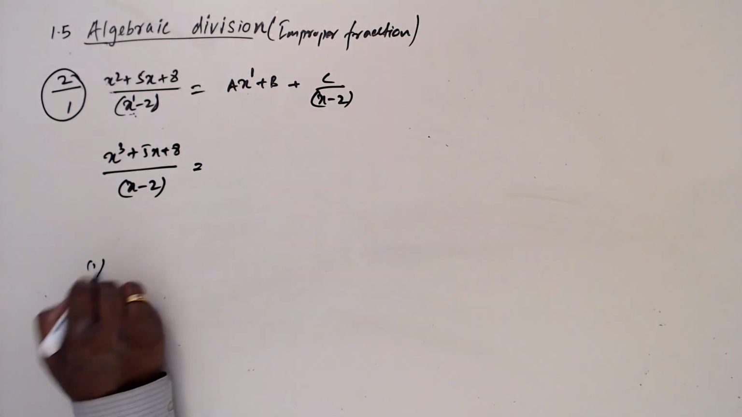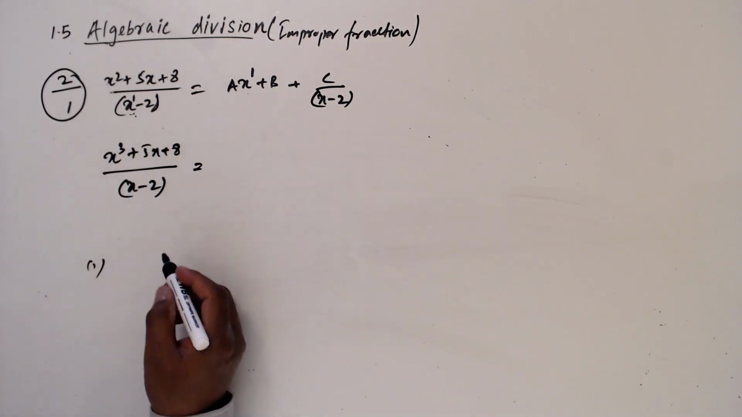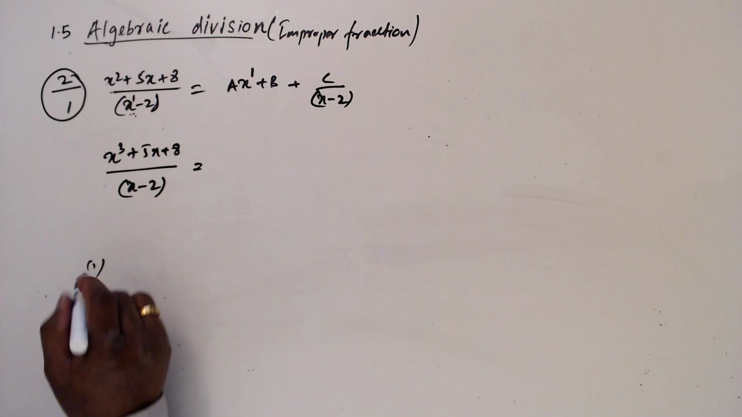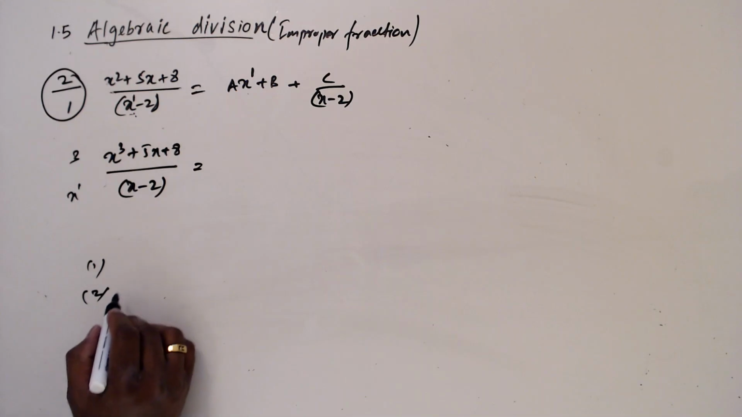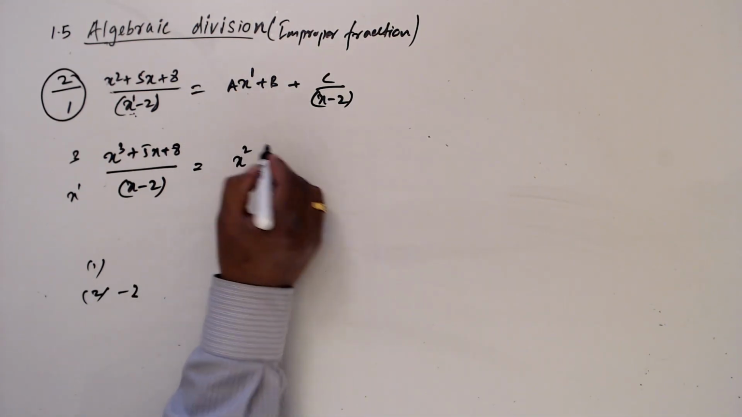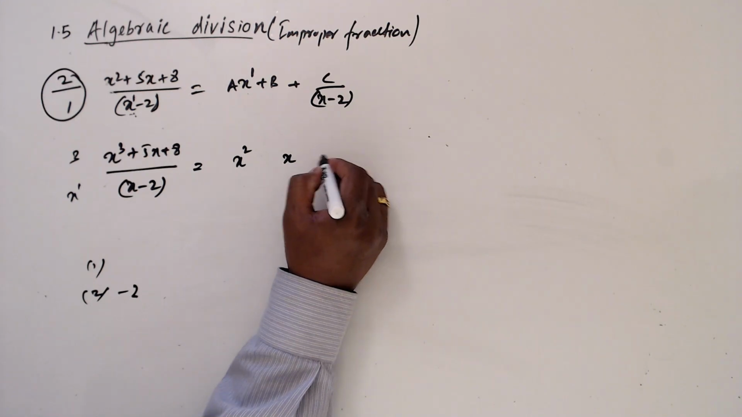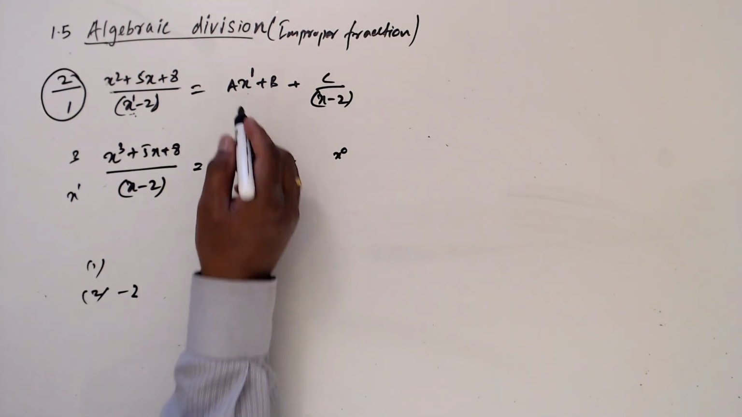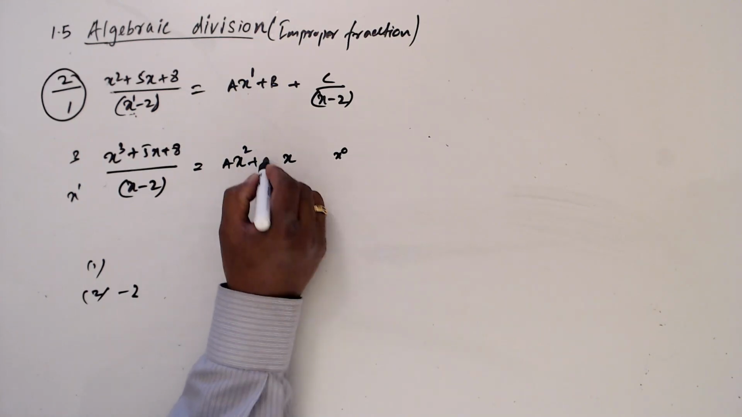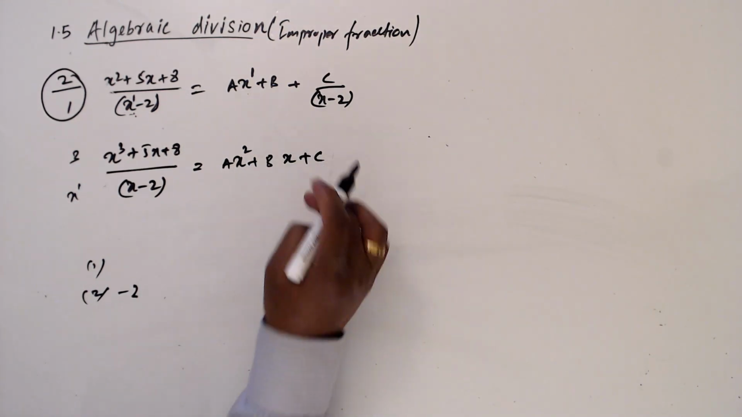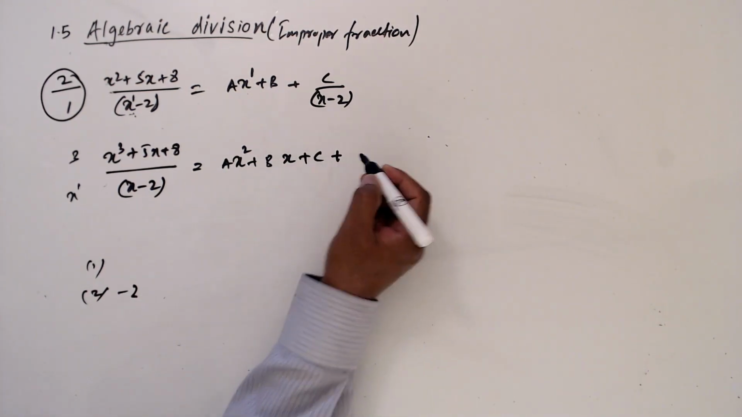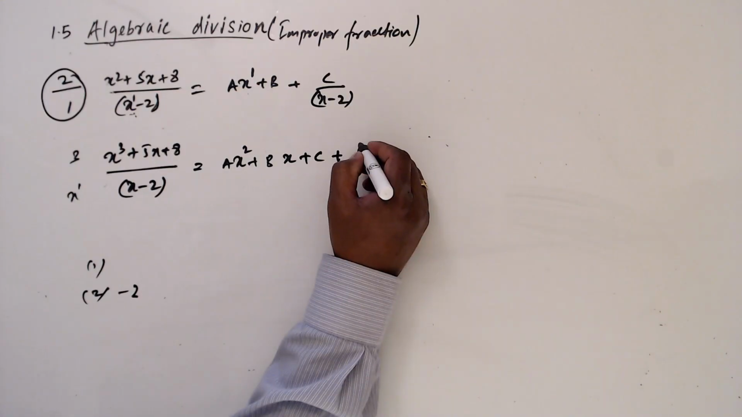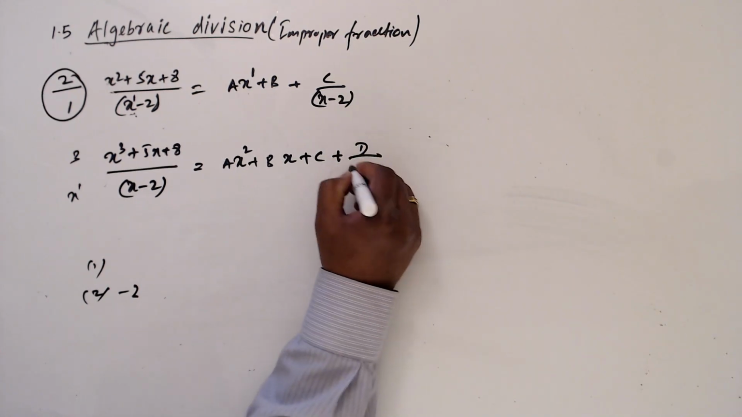Now first check proper or improper. Yes, this is improper. So now what is the difference? Second step: this is 3, the highest value, and this is 1. So the difference is 2. Then you start from x square, x, and x0, which is constant. So ax square plus bx plus c is the constant. Now the improper part is dealt with already. Then plus, look at this one: D over x minus 2.